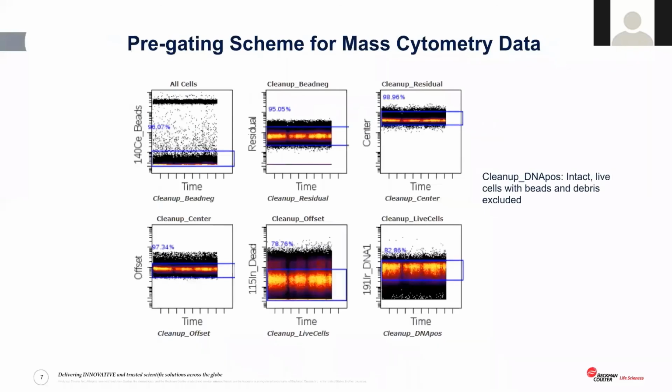Here's another gating scheme for mass cytometry data. It's a little different gating strategy, but the concept is the same, that you are gating on clean singlet cells before running an algorithm. With mass cytometry data, the compensation and scale are less of an issue, as the compensation is very minimal and scales are less dynamic compared to flow data.